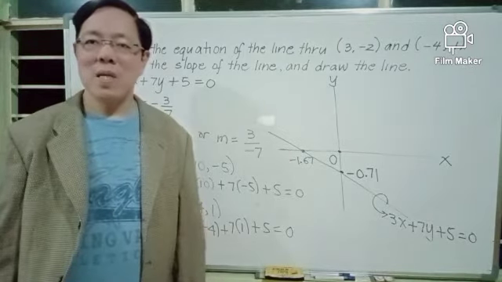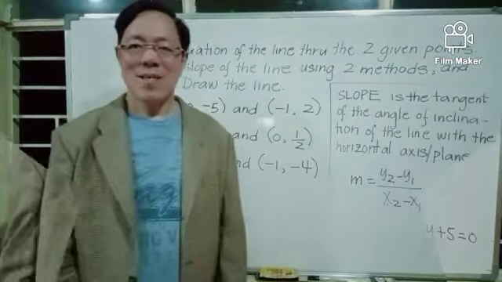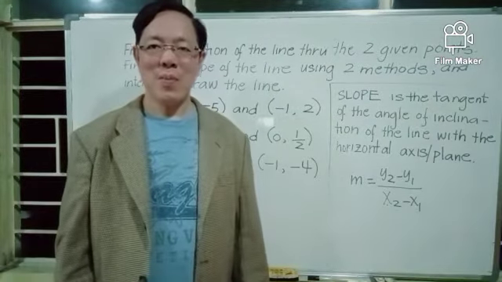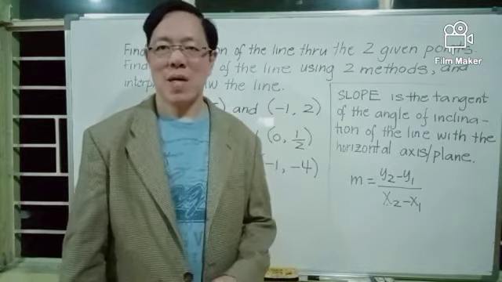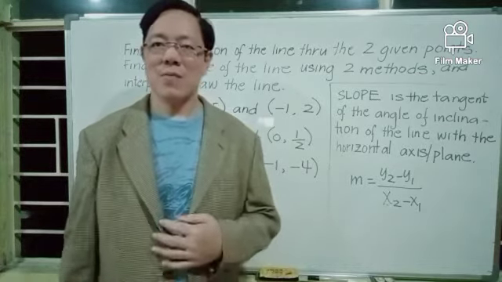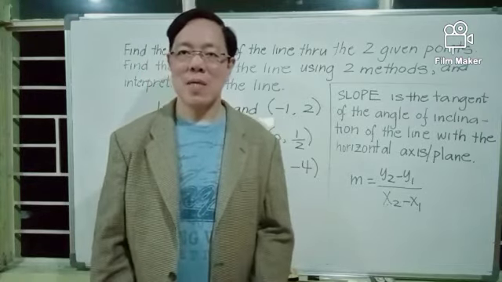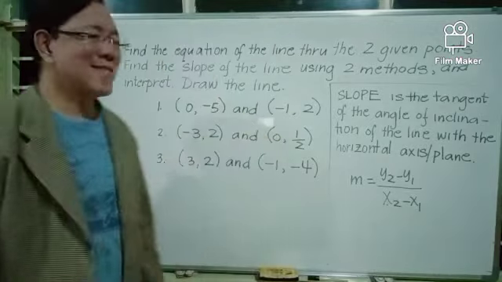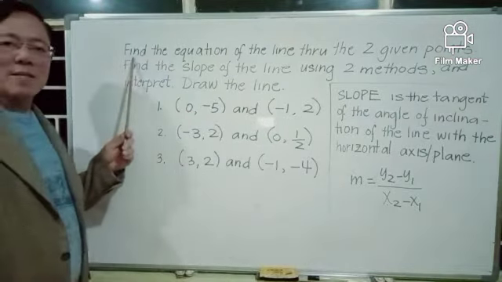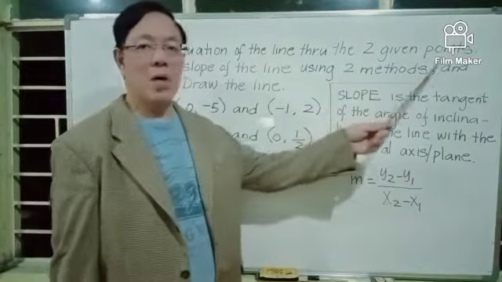Now we will formally define slope of the line. Before we formally define slope of a line, please try the following exercises for your practice in finding the equation of the line given 2 points on the line. Consider the following. Find the equation of the line through the 2 given points.